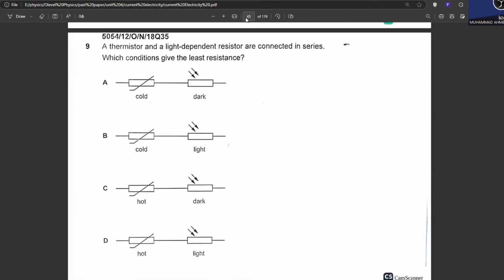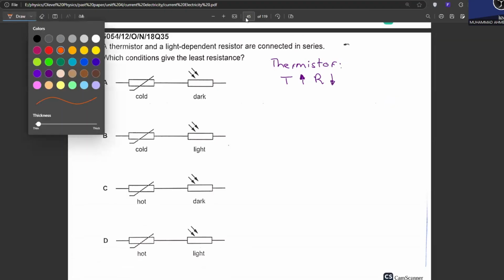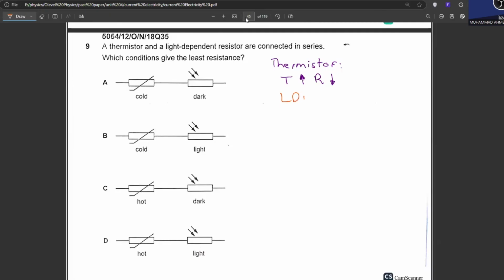Let's see this. A thermistor and a light dependent resistor, LDR, are connected in series. Always remember, for a thermistor, as temperature increases, resistance decreases. And for an LDR, as light intensity increases, your resistance decreases.